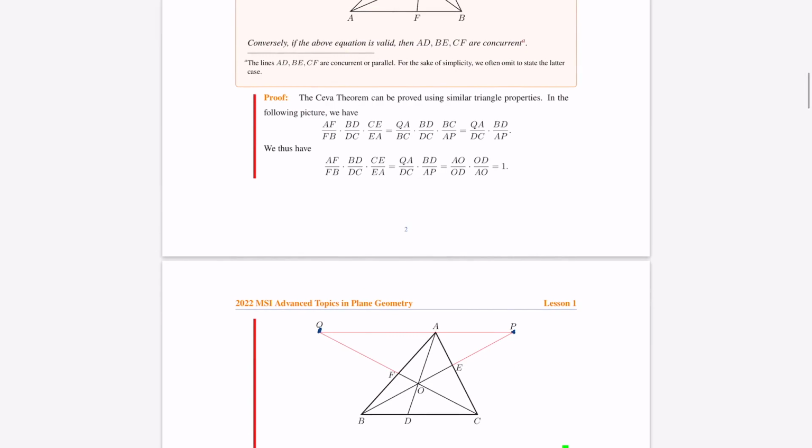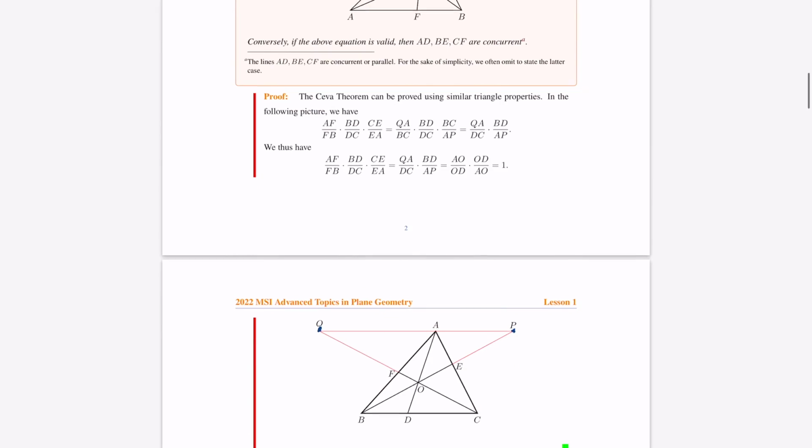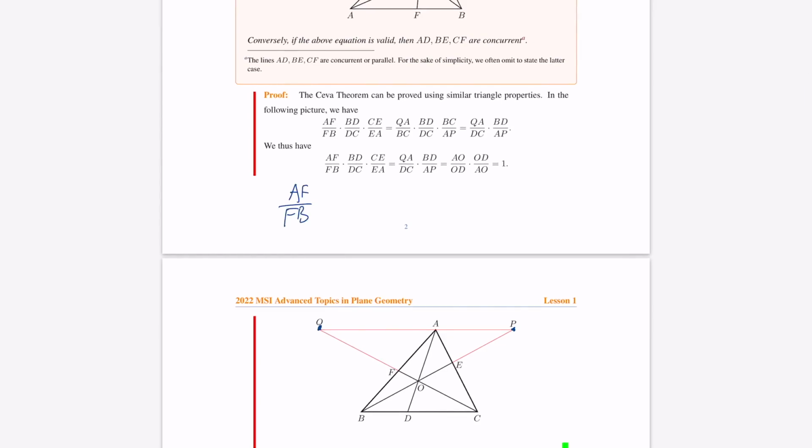Okay, so how to do that? With the experience we had for the Menelaus theorem, we are able to do this quite fast. So first, AF over FB would be equal to QA over BD. I'm sorry, this is not BD, this is BC. Sometimes I make a mistake. The reason is, you see, this triangle is similar to that triangle. So this is what you would get. Okay, let me erase the lines. And similarly, CE over EA would be equal to BC over PA.